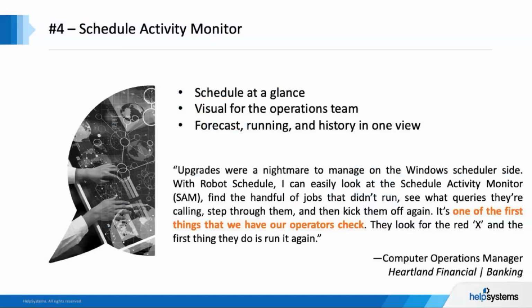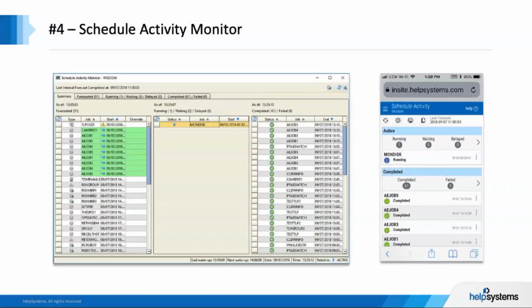So this shows you your schedule at a glance. It's a nice visual for the operations team. People are looking for dashboards to put up in their data centers. This is one of those that does auto refresh. So as jobs run, it's just going to peel off the forecast and move to the completed side, and I'll show you that in a bit. It's one of the first things that we have our operators check at Heartland Financial Group: the SAM, or the Schedule Activity Monitor, in Robot Schedule.